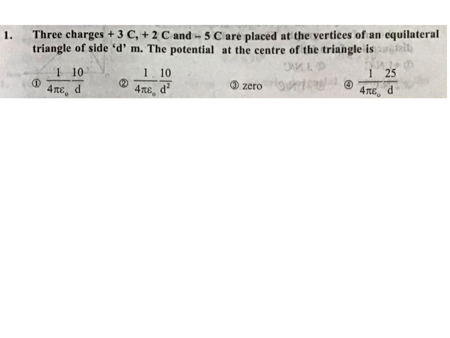Look at the problem on electric potential. Three charges, 3 coulomb, 2 coulomb and minus 5 coulomb, are placed at the vertices of an equilateral triangle of side d meter. The potential at the center of the triangle is, okay, so this is the question. We need to calculate.